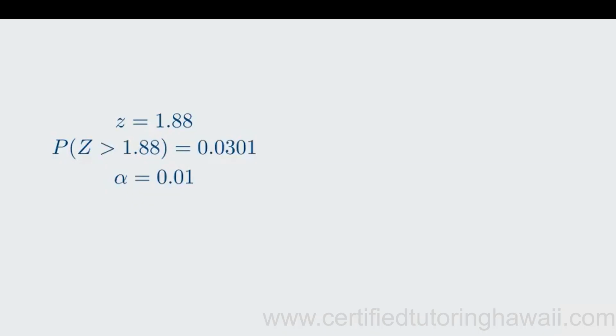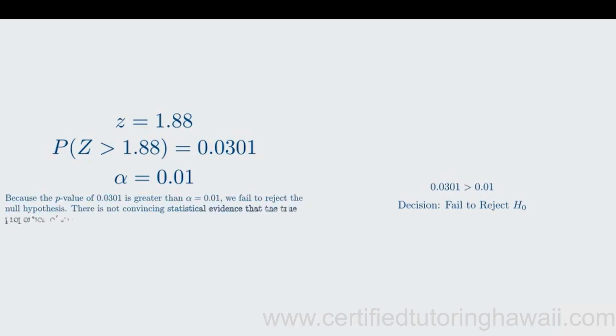The p-value is 0.0301. Now, let's compare this to our alpha. Even though layout X performed better in our sample, the p-value of 0.03 is larger than our alpha of 0.01. Because the p-value of 0.0301 is greater than alpha equals 0.01, we fail to reject the null hypothesis.